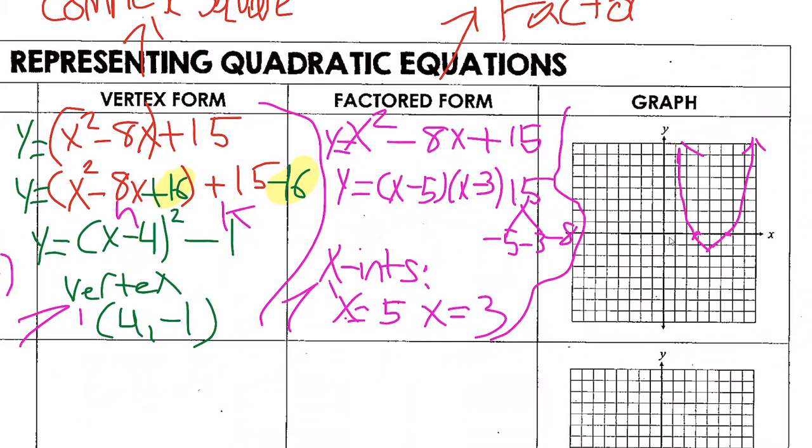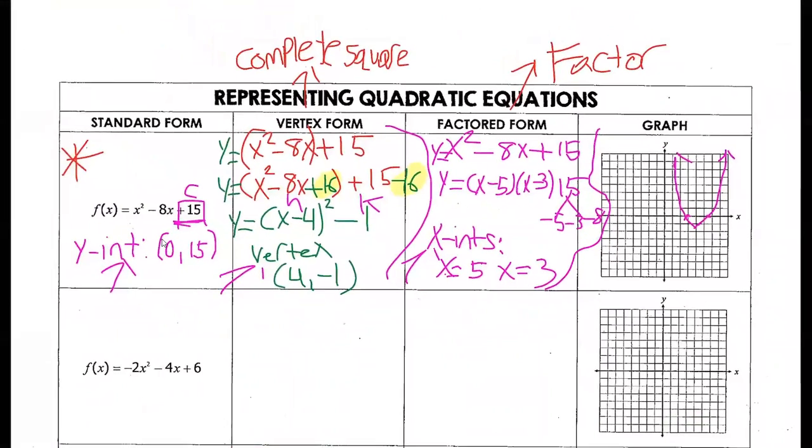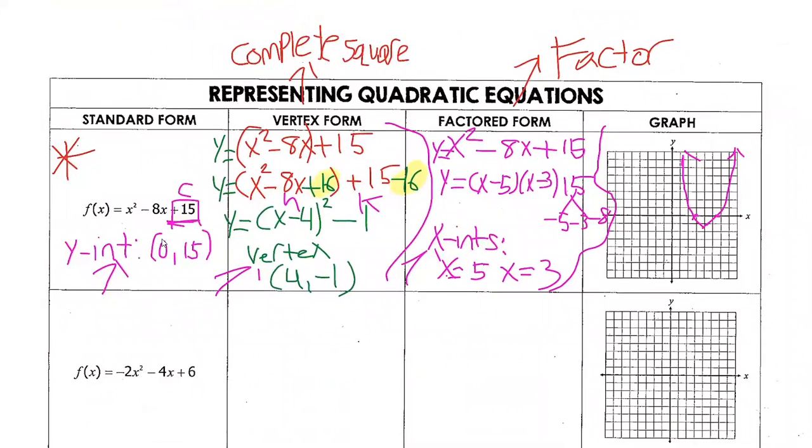And the graph, I'm not that worried about. I just want you to plot those important pieces of information we found. It doesn't have to be super accurate by any means. Okay, so that's really how you're going to go from all three forms. We'll see, depending on what form they give you, how you want to approach this.